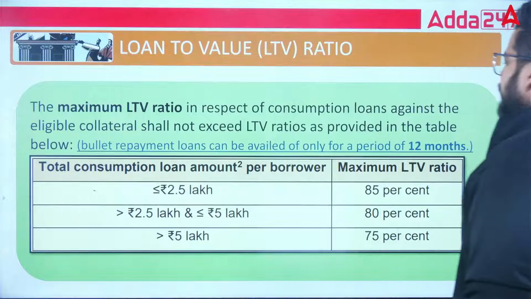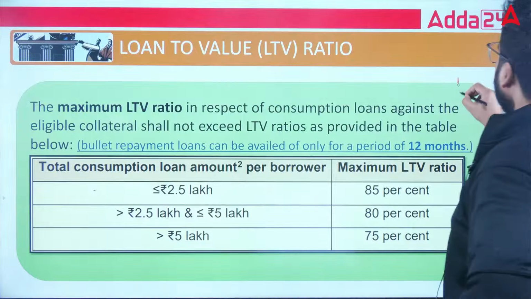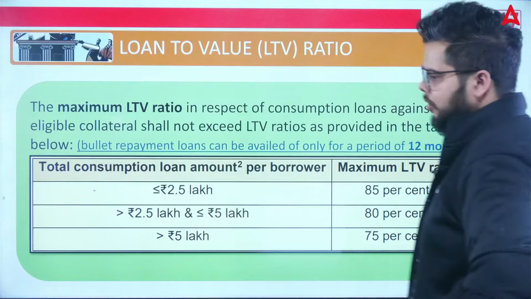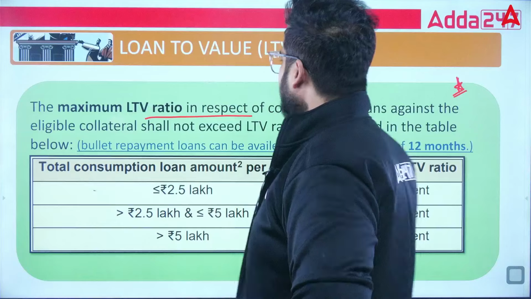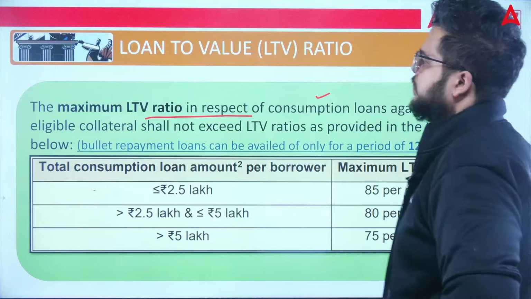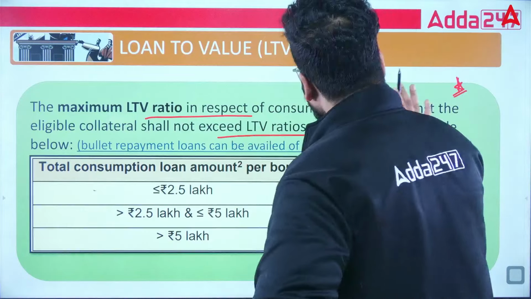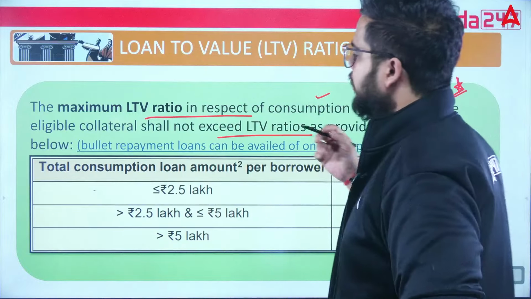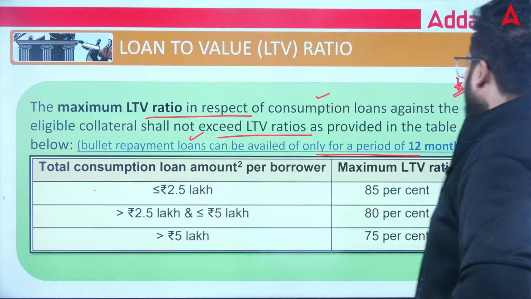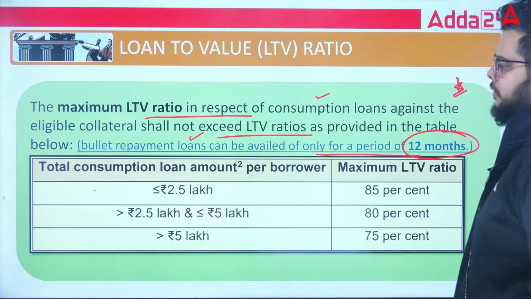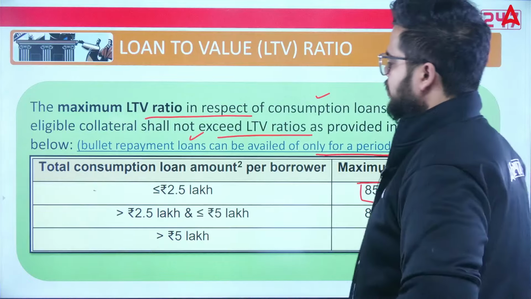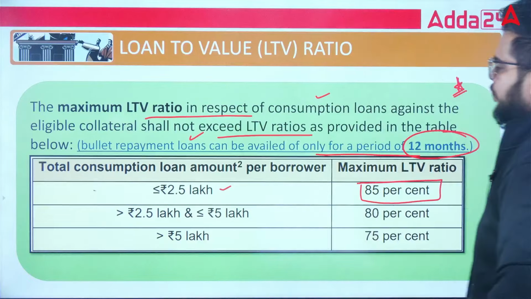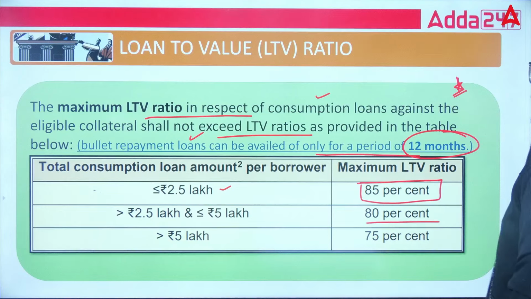Next we have the LTV ratio, which is important for our exam when it comes to gold ornaments. For loans against gold ornaments, there were updates in June only, and a question can be asked. The maximum LTV ratio in respect of consumption loans against the eligible collateral shall not exceed the prescribed LTV ratio. Bullet repayment loans can be availed for only a period of 12 months. What about the LTV? Always remember, maximum LTV is 85% for a consumption loan amount less than 2.5 lakh. Between 2.5 to 5 lakh, it is 80%. Beyond 5 lakh, it will be 75%.